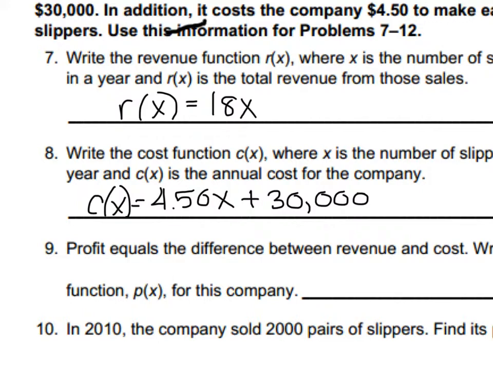Number 9 tells us that profit is the difference between revenue and cost, and we're going to call that P of X. So take a moment and write your profit statement.